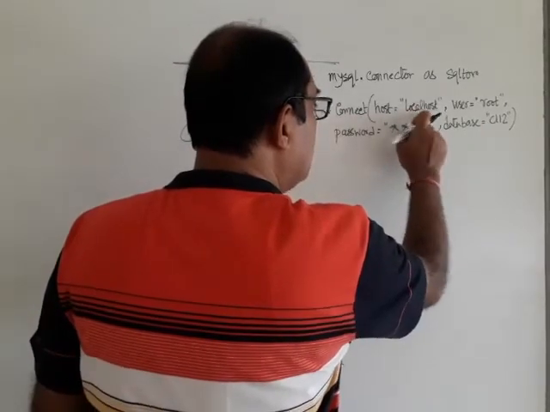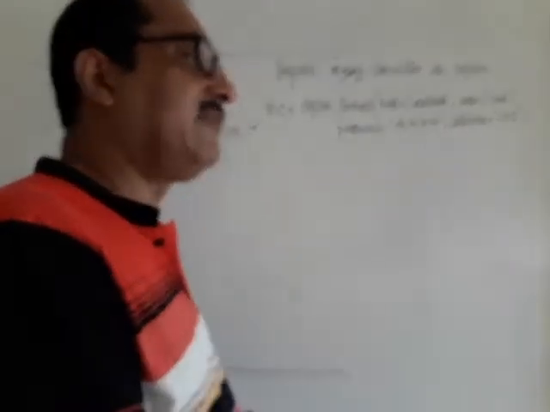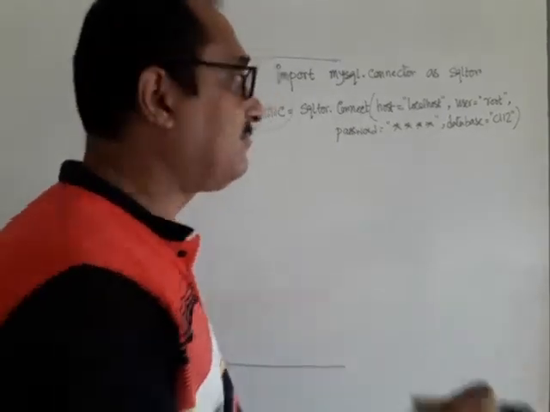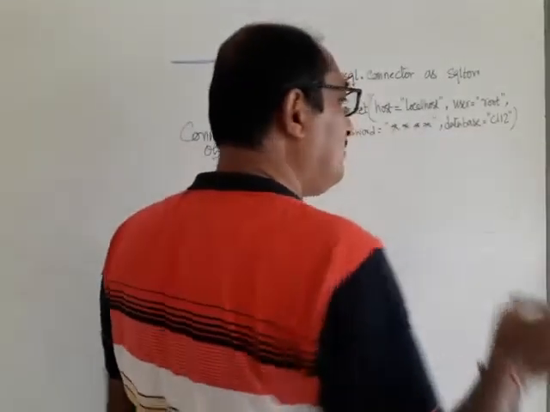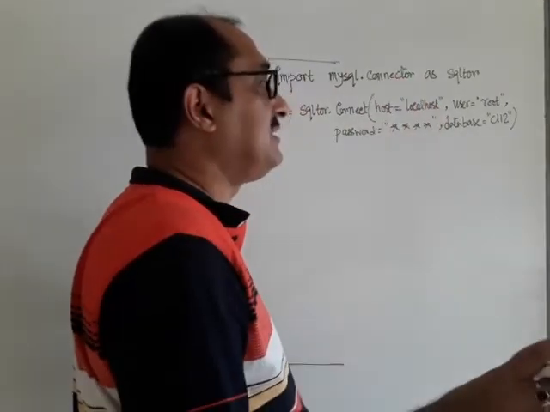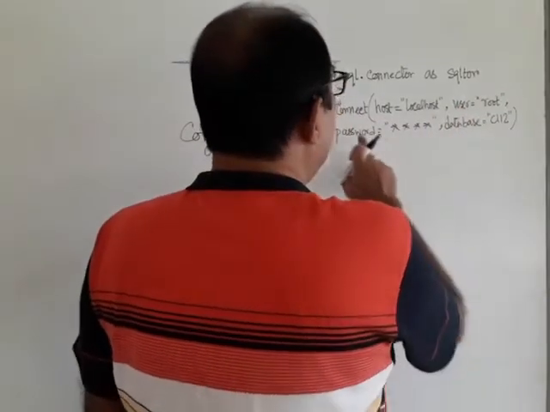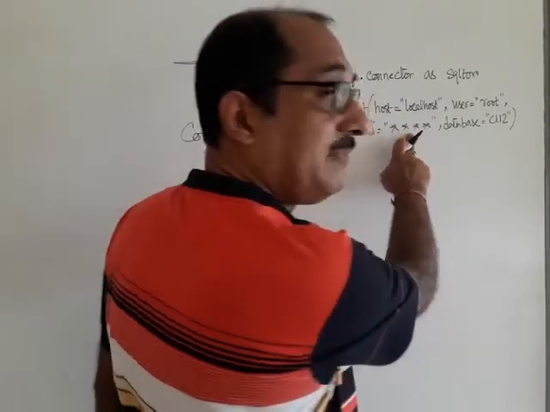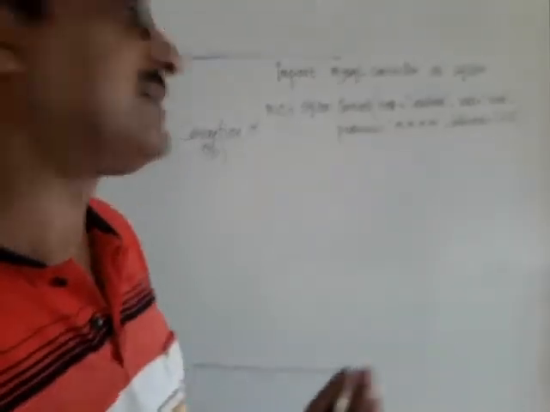Host equal to localhost. I'm writing localhost because there is no server-client model. I'm working from my standalone system. As long as there is no standard server-client model, you confidently write localhost here. User equal to root because no username was set when MySQL was installed. If any user ID is set, then you have to give that user ID. Password is the password which we use when we start working with MySQL, and database is the database name which you are trying to access.